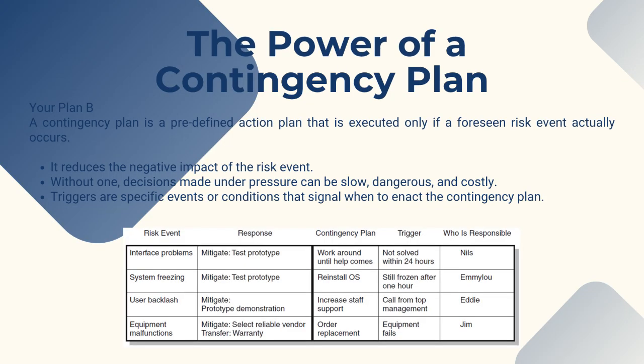A core part of risk response is the contingency plan. This is your Plan B, an alternative plan that you will use only if a foreseen risk event actually occurs. Having a contingency plan is critical because making decisions under pressure in the middle of a crisis can lead to slow, dangerous, and very costly mistakes. A good contingency plan is tied to a specific trigger, a clear signal or event that tells you it's time to put the plan into action.